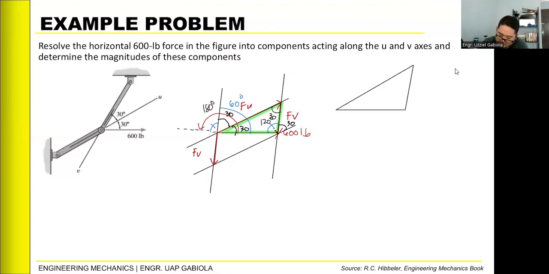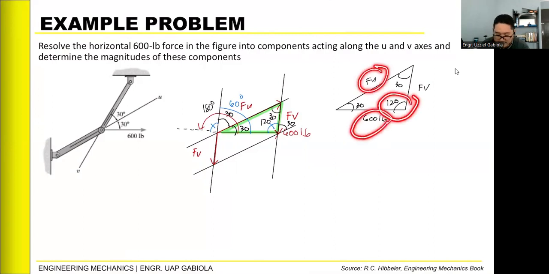Ayan. So, ito 30, 30, and then 120. Okay? And then ito may value siya na 600 pounds. Okay? Kailangan natin si FB tsaka si FU. So para makuha yan, sine law na lang tayo, no? So sine law natin, so again, side over yung kanyang angle equals side over nung angle niya.